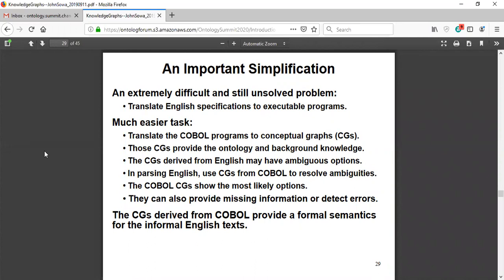So what you have is a precise ontology of the programs as derived, and also the conceptual graphs derived from English have ambiguities, but the ambiguities in the English are resolved by looking at the ontology derived from COBOL. And if there are any conflicts between the COBOL and the documentation, they can be flagged and show that there's a problem there. So that's one of the examples.